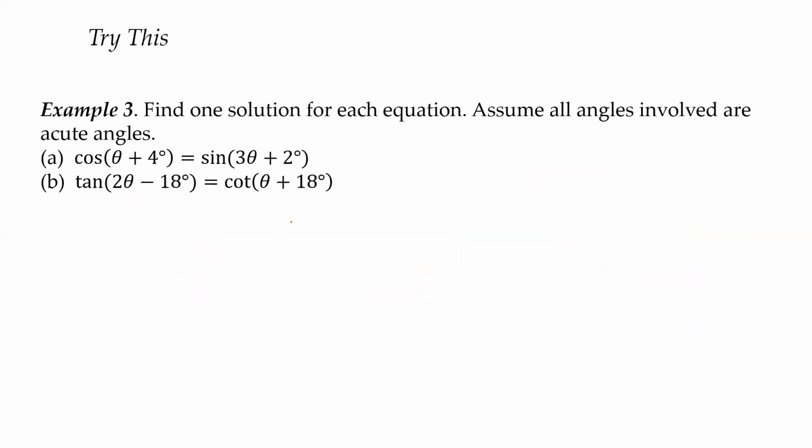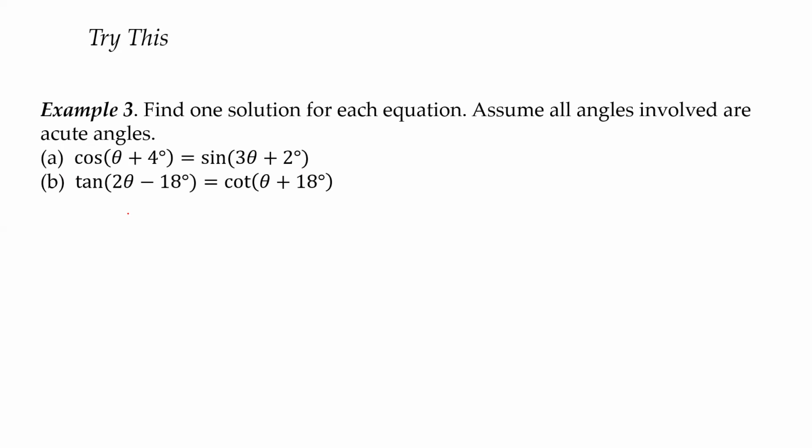Next, find one solution for each equation. Assume all angles involved are acute angles. Letter A, cosine of quantity theta plus 4 degrees is equal to sine of 3 theta plus 2 degrees. And letter B, tangent of 2 theta minus 18 degrees is equal to cotangent of theta plus 18 degrees.